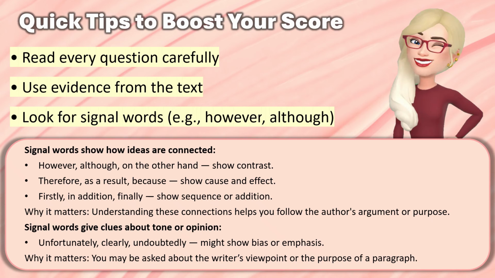Why does this matter? Understanding these connections helps you follow the author's argument or purpose, which provides a greater understanding of the text. Signal words also give clues about tone or opinion. So words like unfortunately, clearly, and undoubtedly might show bias or emphasis. And you may be asked about the writer's viewpoint or the purpose of the paragraph, in which these words would be really useful.